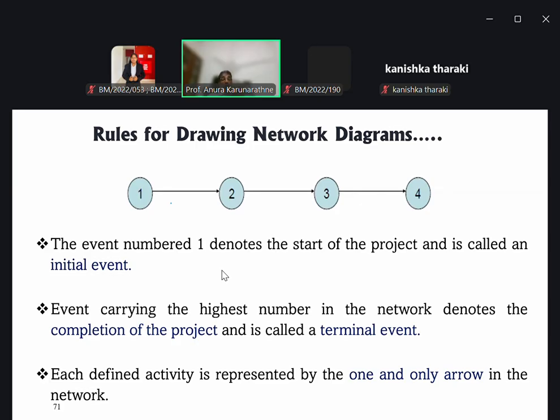Event number 1 denotes the start of the project and is called the initial event. Now this is the initial event, right? Then the event carrying the highest number in the network denotes the completion of the project and is called the terminal event. Now this is the terminal event, right?